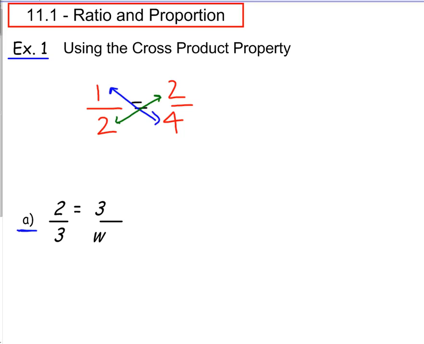When we do that, 4 times 1 is equal to 2 times 2. Well, 4 times 1, that's 4. So 4 is equal to 2 times 2, and 2 times 2 is 4. So 4 is equal to 4. We want to use this property when we are solving proportion problems like we have in part A.